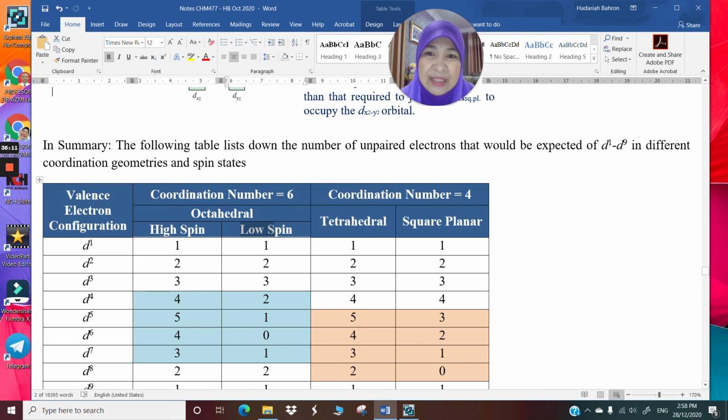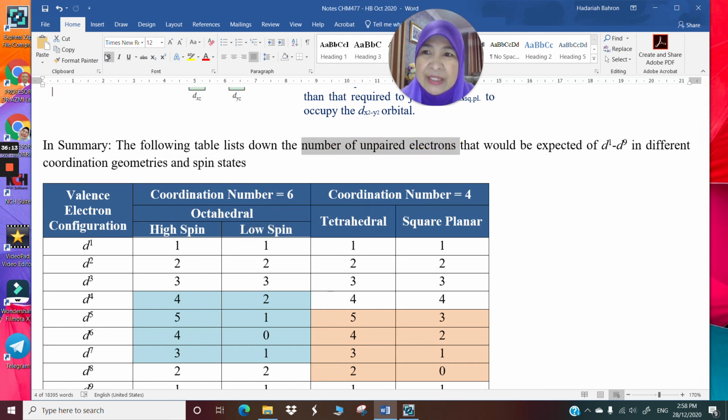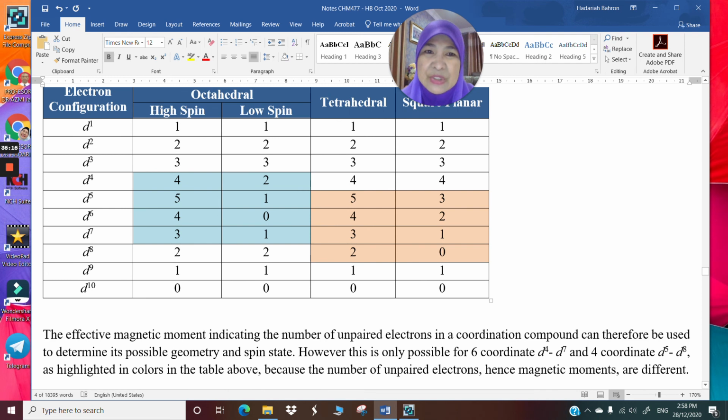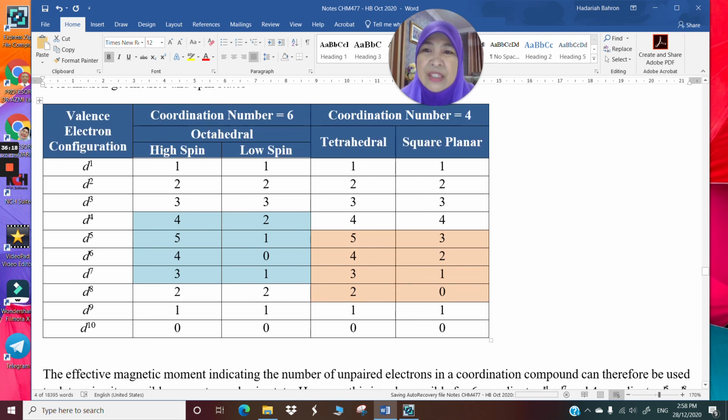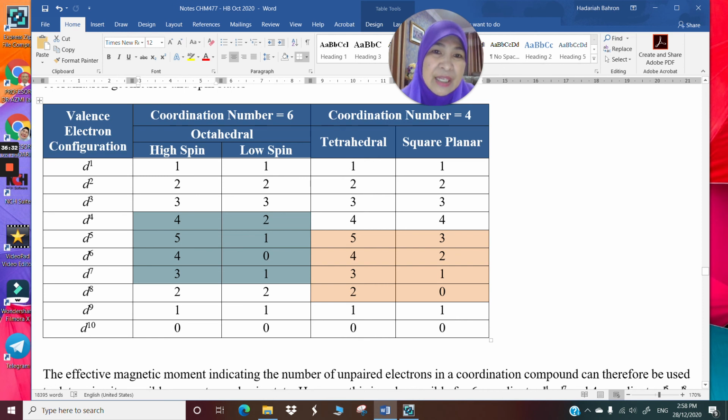These are the number of unpaired electrons that you would expect to see for octahedral high spin. For D1, it is 1. For D2, it is 2. For D3, it is 3. The same with the low spin. But for D4, D5, D6, and D7, these numbers are different for the high spin and low spin, and they become the same again for D8, D9, and D10, for the reasons that I have explained earlier in this lecture.